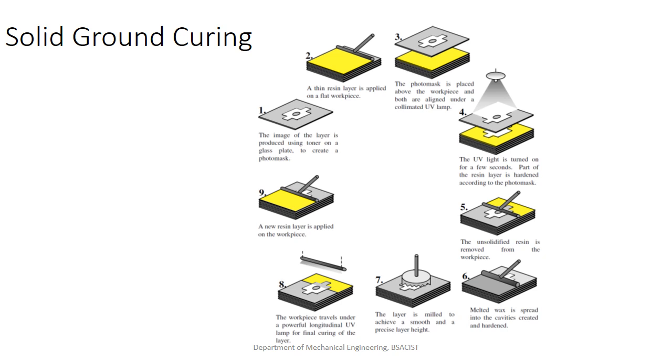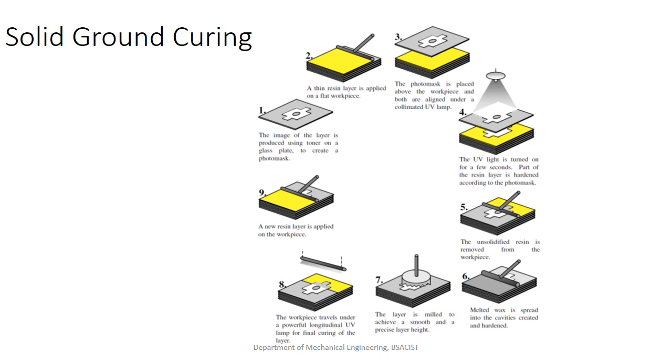Now we are going to see the next liquid based system, called solid ground curing. It is also one of the important liquid based systems. It can be best understood when we look at all the process simultaneously. Here the image of the layer is produced by using a toner on a glass plate to create a photo mask.